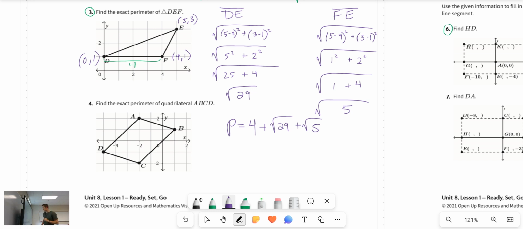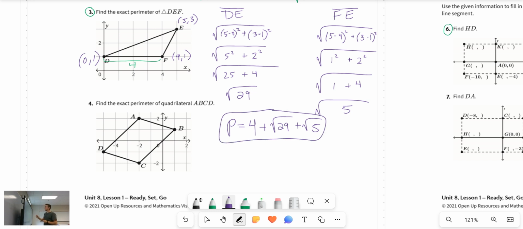Now, this is actually a perfectly fine answer, right? We can leave it just like this because the square root of 29, we can't make it nicer, so we can leave it as a radical. We could also do decimal, but it said find the exact perimeter, and the only way to write the square root of 29 or the square root of 5 exactly is going to be as a square root. So we're going to leave it as a square root, right?